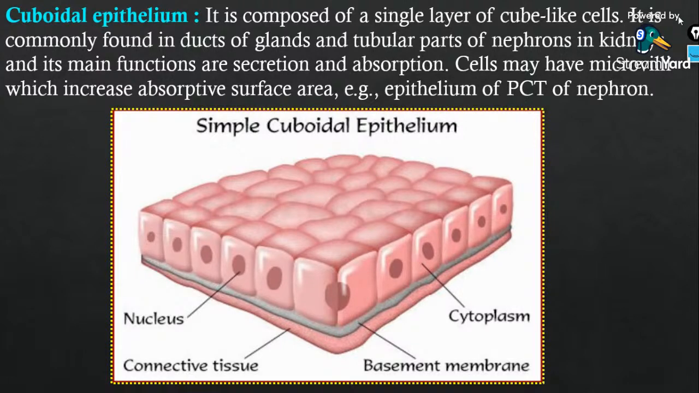Done. Yes. So the main thing you have to study is the epithelium of the PCT of the nephron. You will find a cuboidal epithelium. It's a very, very important one. I hope you know the full form of PCT, proximal convoluted tubule. You will study it in the next chapter, excretory products and their elimination.